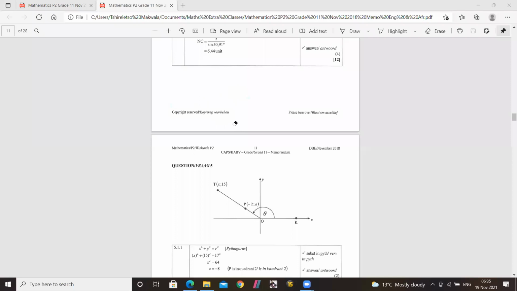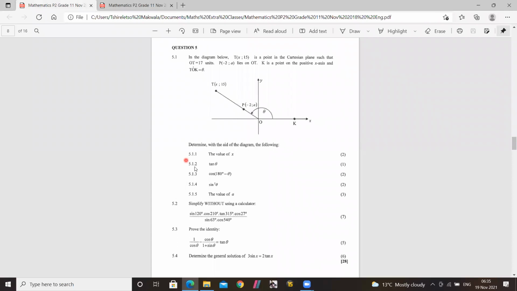Then we can move on to 5.2. It says determine the following, which is tan theta. Like we said, we have this line here. We know this one is -8 because we calculated it. This is 15 and this is 17. Then this here is theta inside of this triangle.